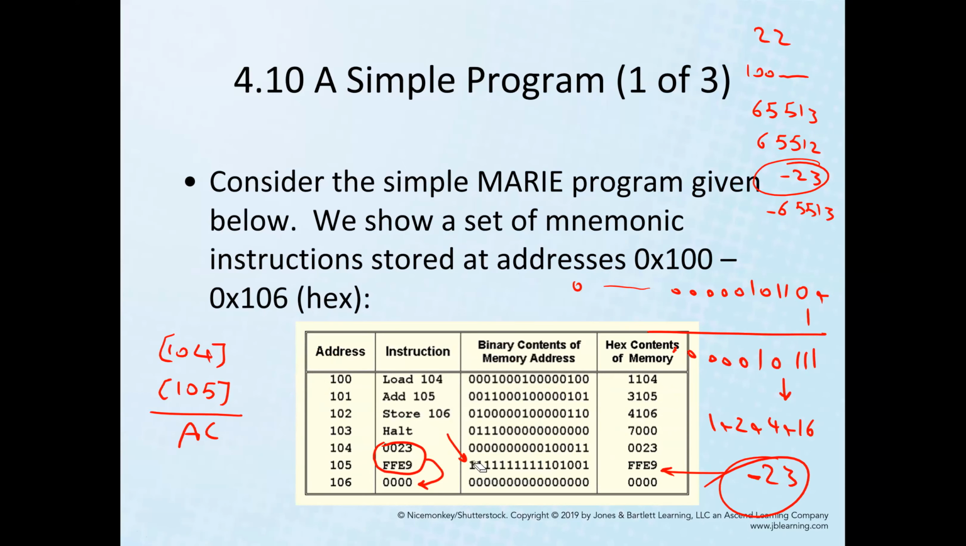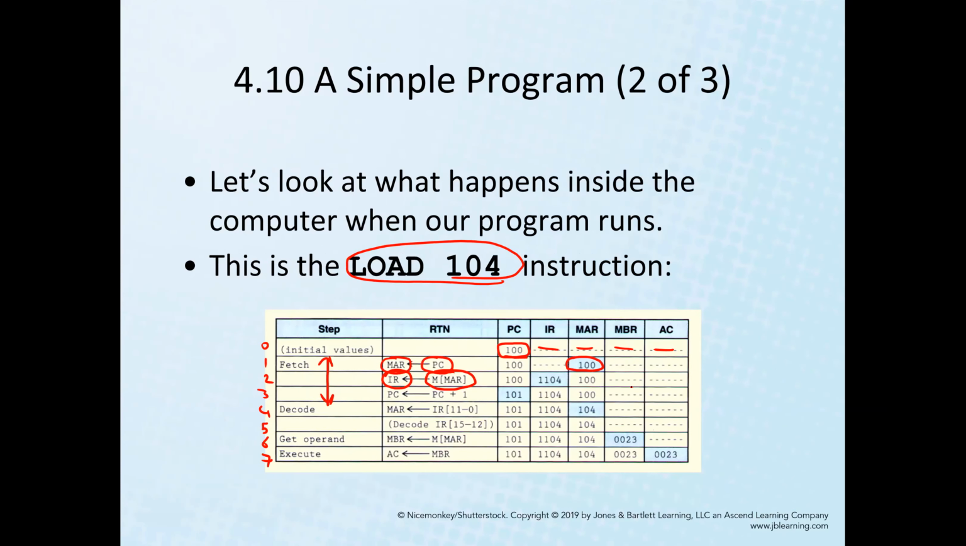What is the value of this address? The value of this address is 1104. So this value will move to the IR. So IR will be equal to 1104. Now IR has the instruction.